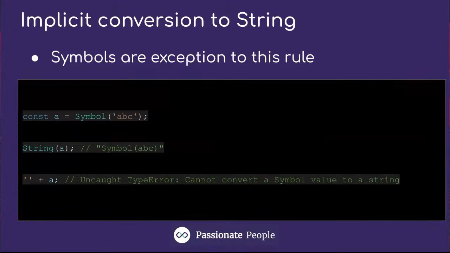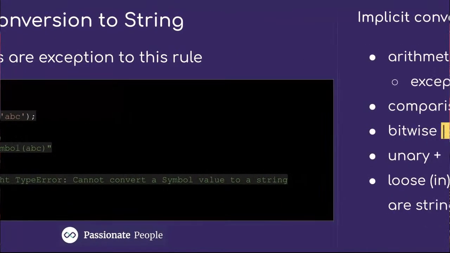One notable exception to this is symbols, because since ES6 symbols are also part of JavaScript spec, symbol is also a primitive value. So symbol can only be converted to a string explicitly. However, when you're trying to convert a symbol implicitly, like this, you will get a type error. All right.